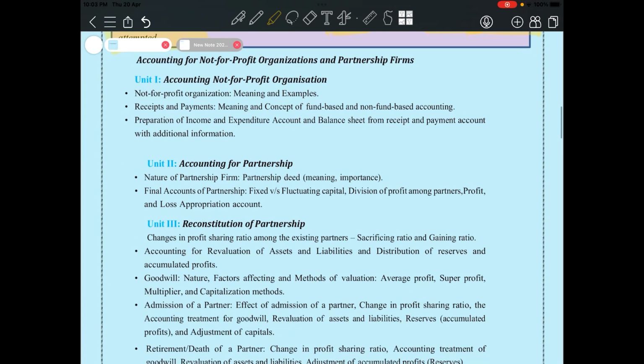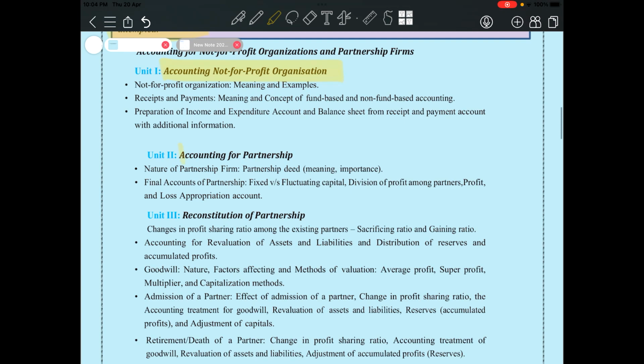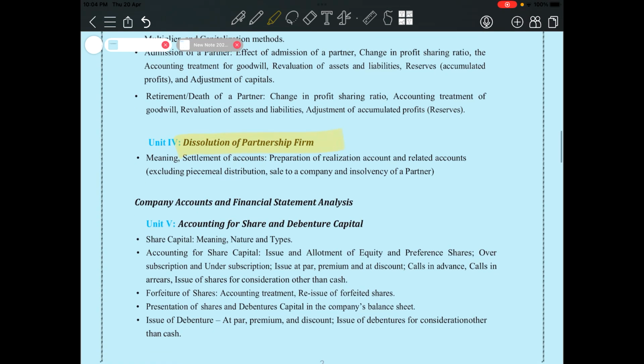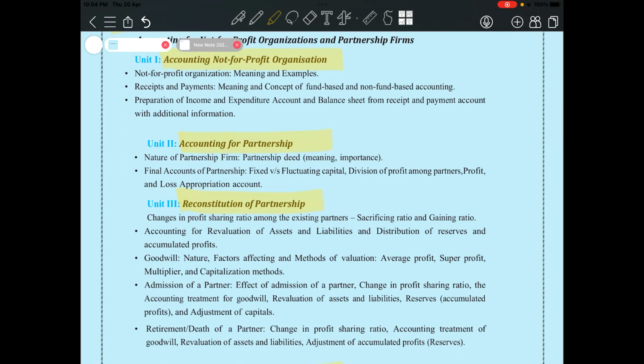Now this is your syllabus. If you don't have the syllabus, you can take the screenshot. Unit 1, accounting for non-profit organization. Unit 2, accounting for partnership, reconstruction of partnership. Unit 3, unit 4, dissolution of partnership. And in this lecture we'll basically talk about unit 2.